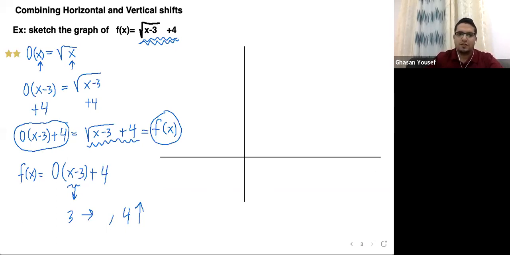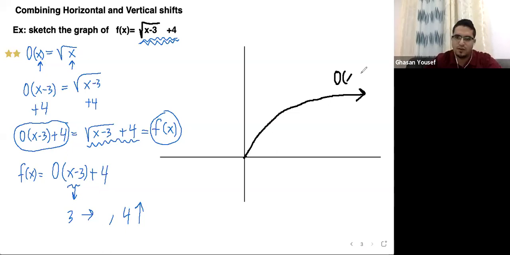So the graph of the original function, g of x equals the square root of x, is like this, as we learned from last time. Here is g of x equals square root of x. Now we have to graph the function f of x. All this means we have to shift the original function, this one, 3 units to the right.